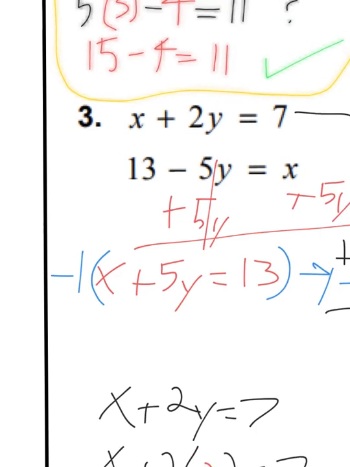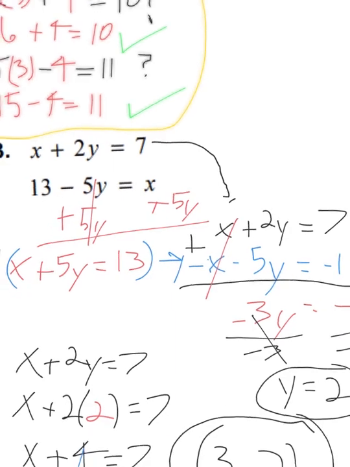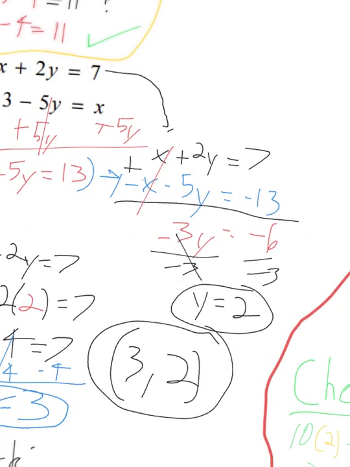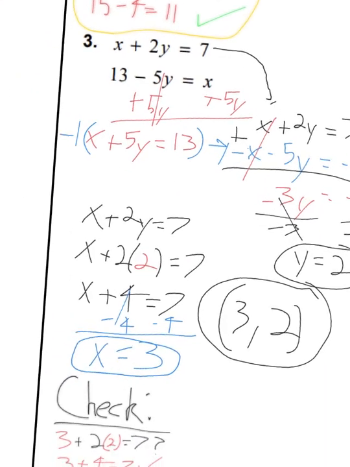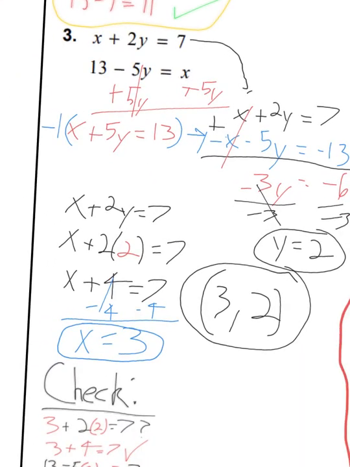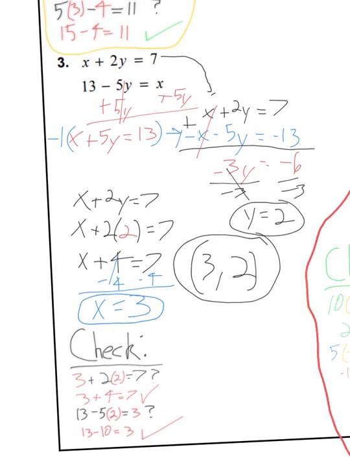And so looking at that, I had a positive x up here and a positive x down there. So I needed one to be a negative x. So that's why I multiplied this entire equation by negative 1. And then from there, I canceled my x's, I solved for my y, and then I just plugged my y back in, and I got 3 for x. And then I checked my work down there. Okay?